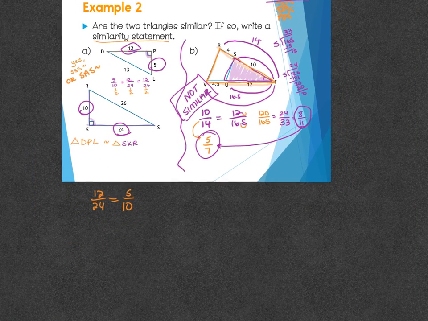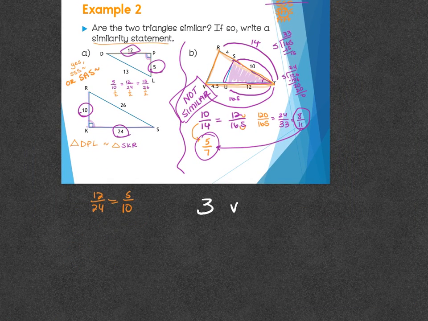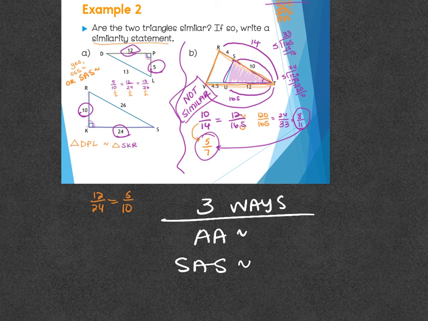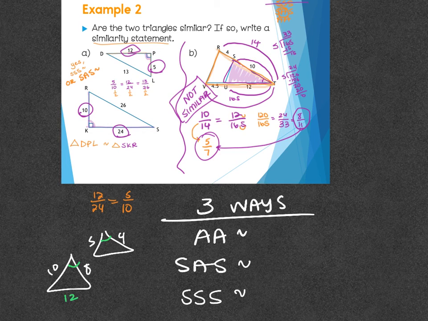So again, 3 ways to prove they're similar. Angle, angle, similarity, and for those you have to have 2 pairs of congruent angles. Side, angle, side, similarity, and you'd have to have 2 sides, so like, let's say 10 to 5 and 8 to 4, and the included angle, so where those 2 angles meet. And then the last one is side, side, side. And that's where you'd have to have all 3 sides that are proportional.